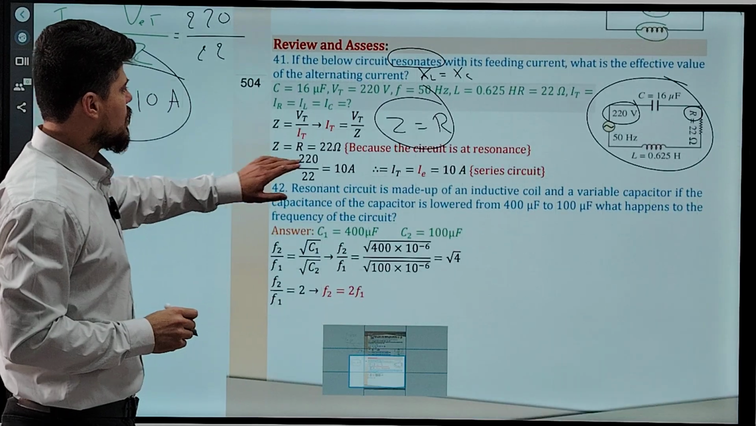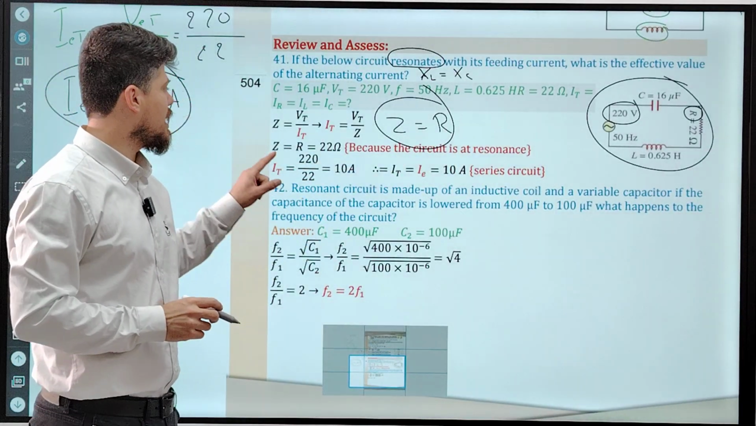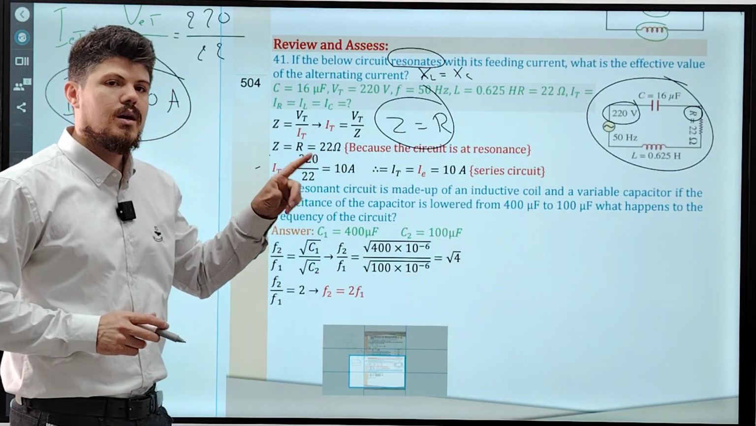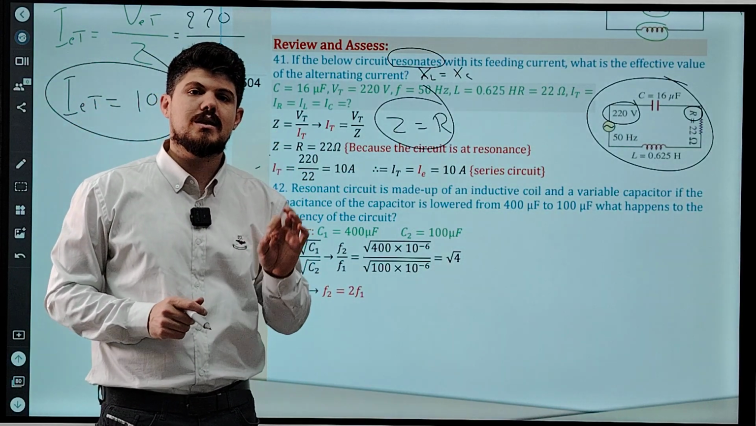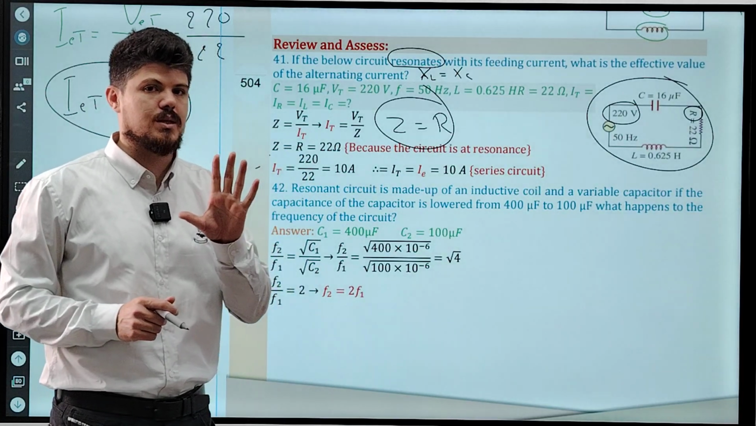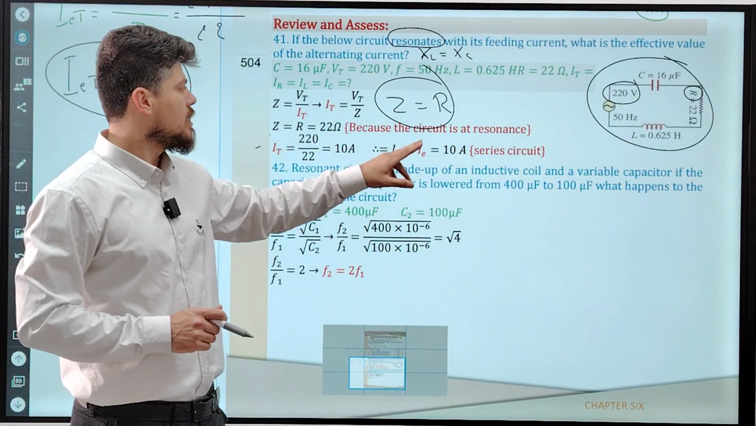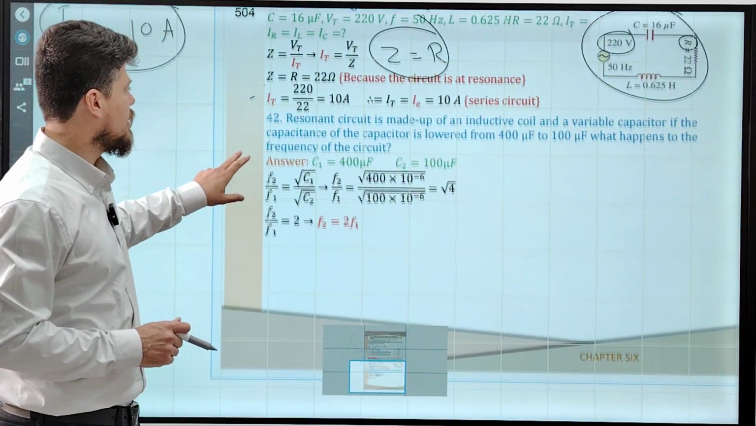Okay? Because the circuit is at resonance, that is why Z is equal to what? R. When is Z equal to R? In a resonance circuit. When the circuit is at resonance. Be careful, please. This is very important. And the magnitude of the current is equal to 10 ampere.